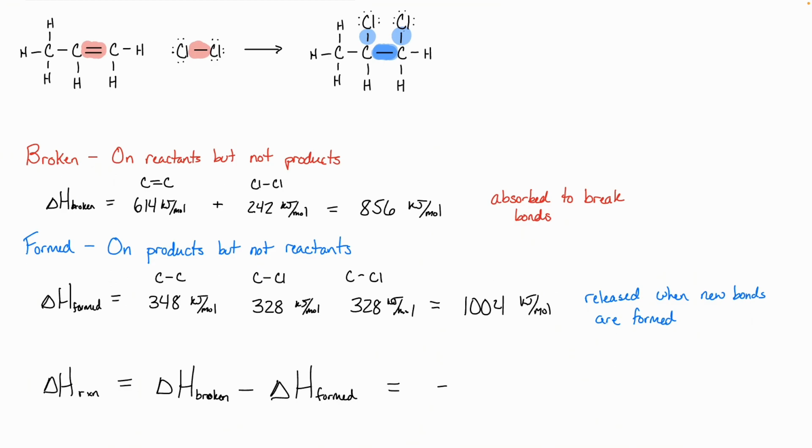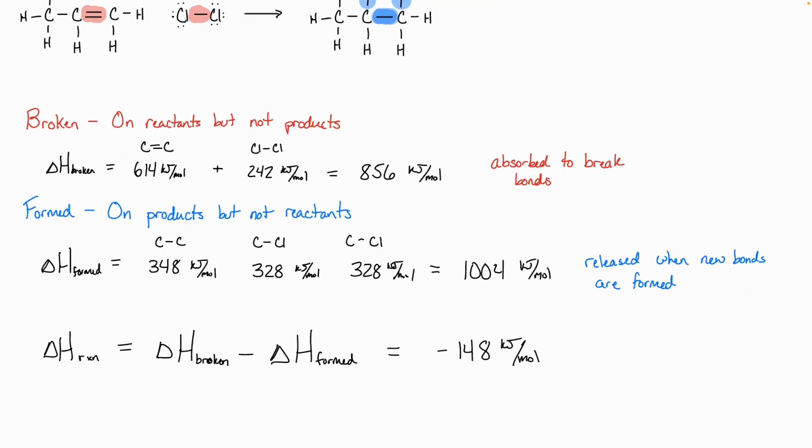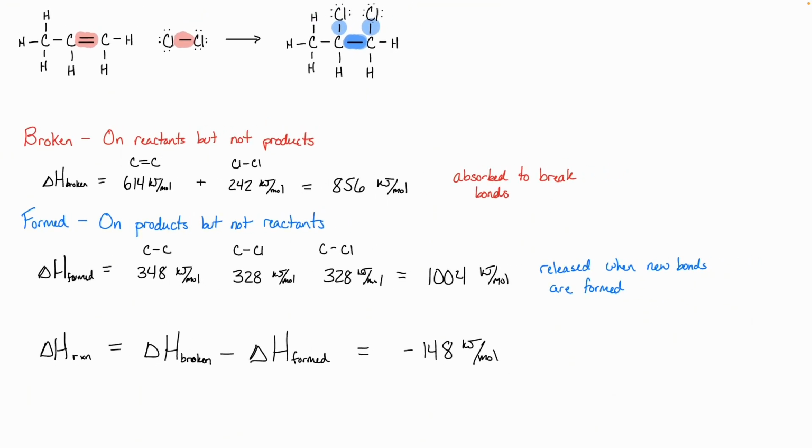All right, so when I do my math here, I get negative 148 kilojoules per mole. That's my delta H for this reaction here. Again, I added up the amount of energy required to break that carbon-carbon double bond and that chlorine-chlorine bond. That was that 856 kilojoules per mole. And then I subtracted the amount of energy that would be released when 2 new carbon-chlorine bonds and 1 new carbon-carbon single bond was formed. That's how I got that negative 148.